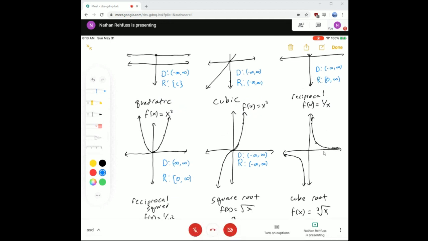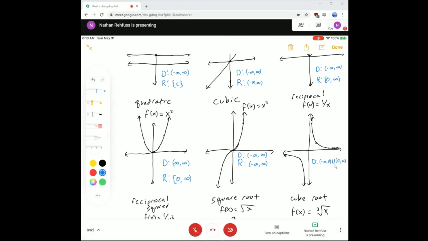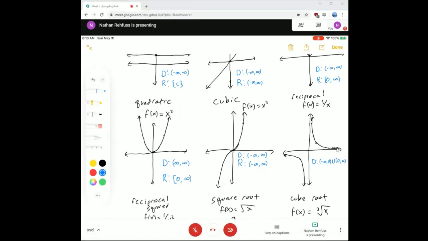For 1 over x, I can put almost any number in. The only restriction is right here. You cannot divide by 0. So the domain is any number except for 0. So any negative number works, or any positive number works. So I've written all the negatives and all the positives. The range is actually the same way. Notice there's no way to get a 0 as the output of this function. You can get any other number, just not 0. So the range is the same.